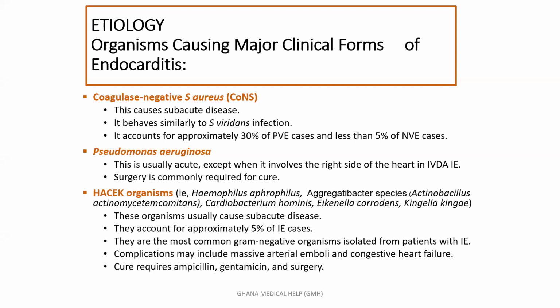We have the HACEK organisms: Haemophilus aphrophilus, the Aggregatibacter species, Cardiobacterium hominis, Eikenella corrodens, and Kingella kingae. These organisms usually cause subacute disease, and they account for approximately 5% of infective endocarditis. And they are also the most common gram-negative organisms isolated from patients with infective endocarditis.